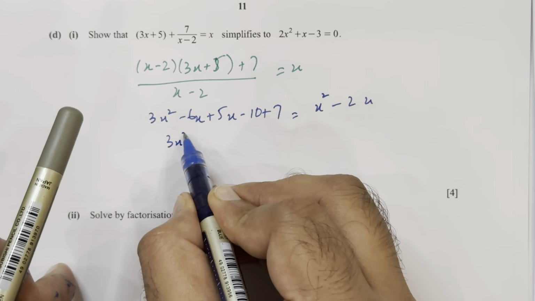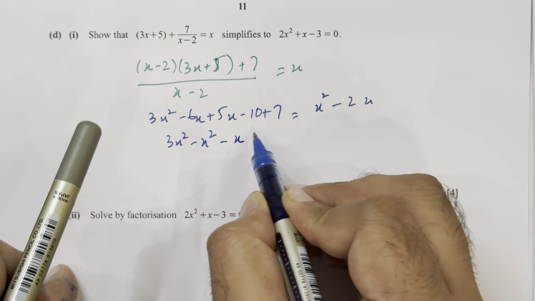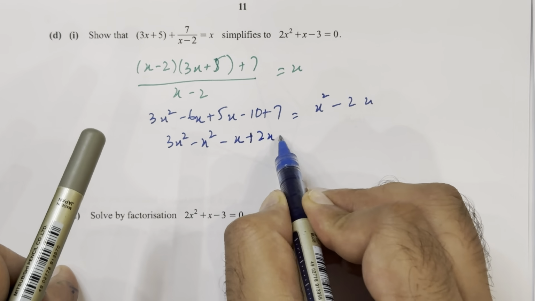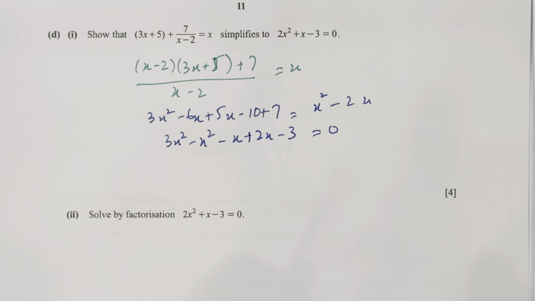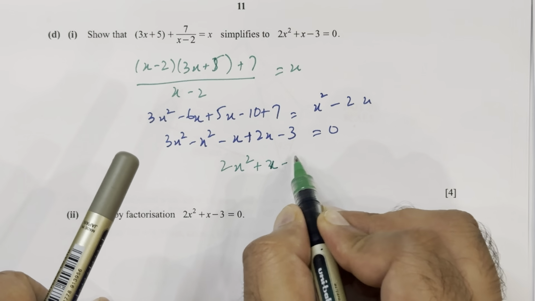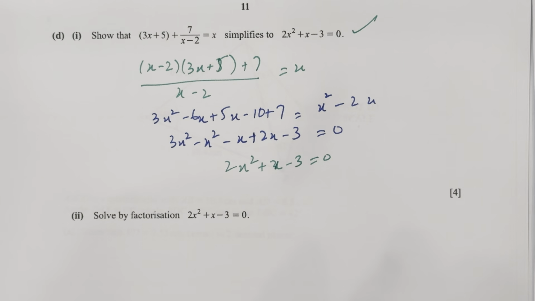Then it would be, after solving, 3x square minus x square minus x plus 2x and minus 3 equal to 0. After solving it, you get the final answer, that is equal to 2x square plus x minus 3 equal to 0. You need to show that, hence we have proved.